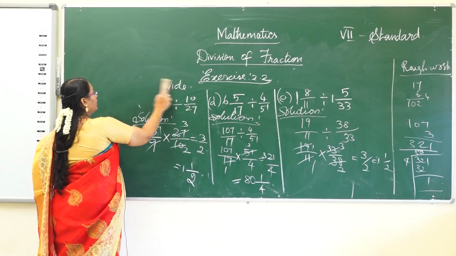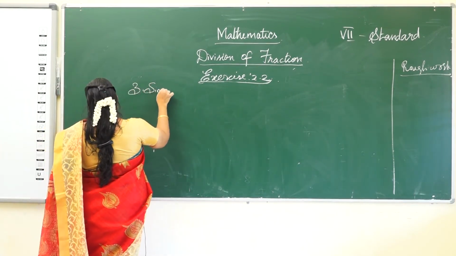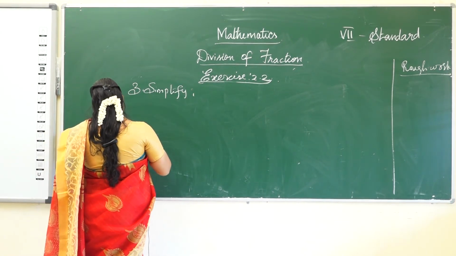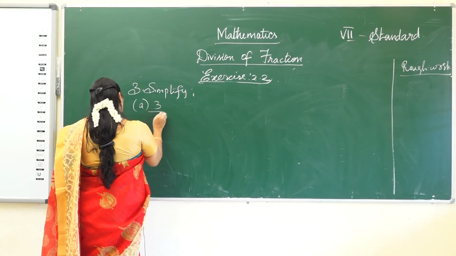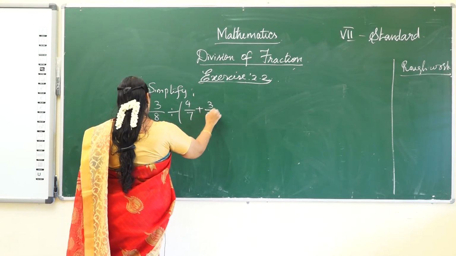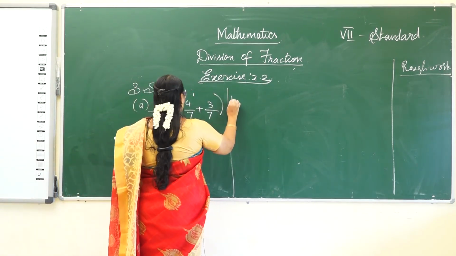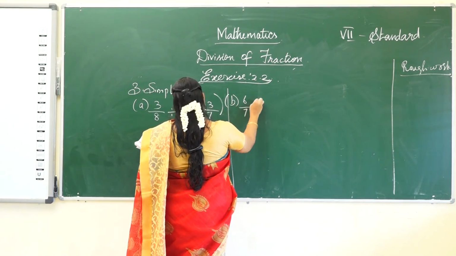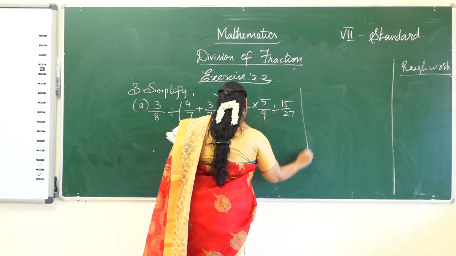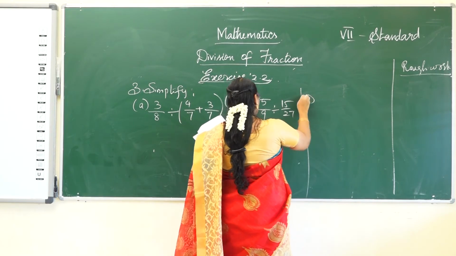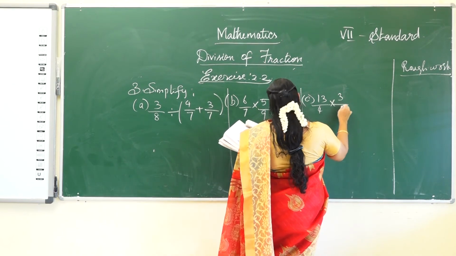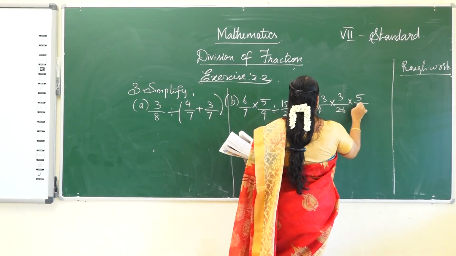Now, see the third problem. Simplify. First one, A: 3 by 8 divided by the parenthesis 4 by 7 plus 3 by 7. And B: 6 by 7 into 5 by 9 divided by 15 by 27. And C: 13 by 4 into 3 by 26 into 5 by 9.